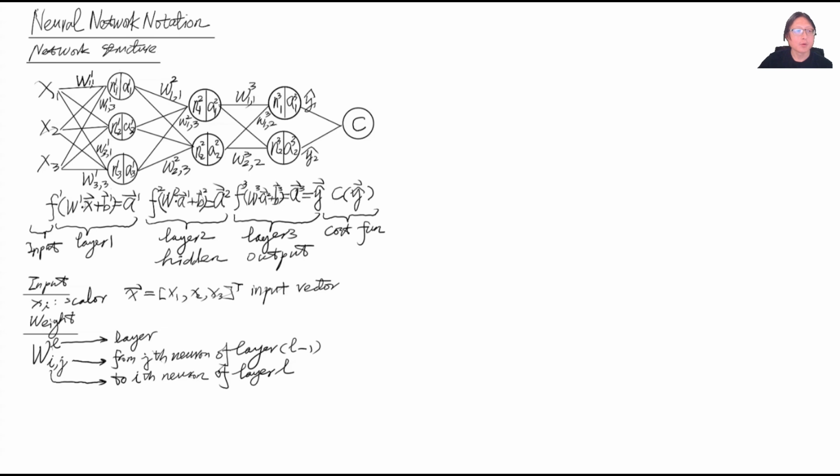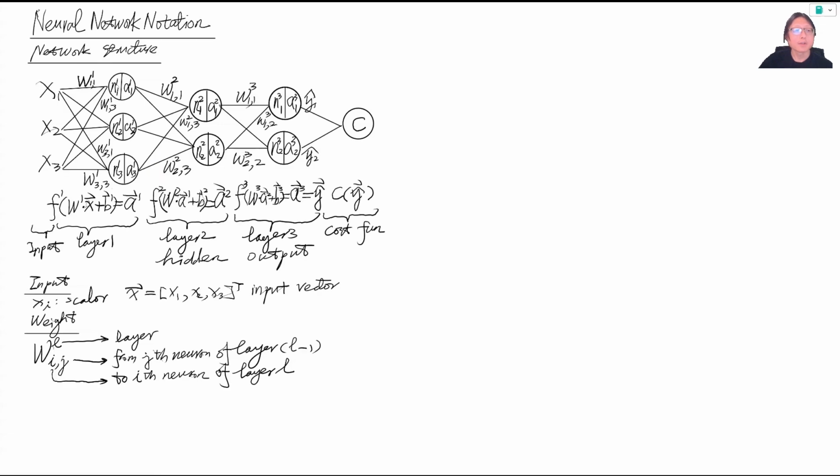Let's go through one example here. For example, this one is W sub 2 3 super 2, which means, as we mentioned, the superscript 2 is layer 2, and we can see it's a weight to the second neuron of layer 2 from the third neuron of layer 1. So that's how we understand the weight.